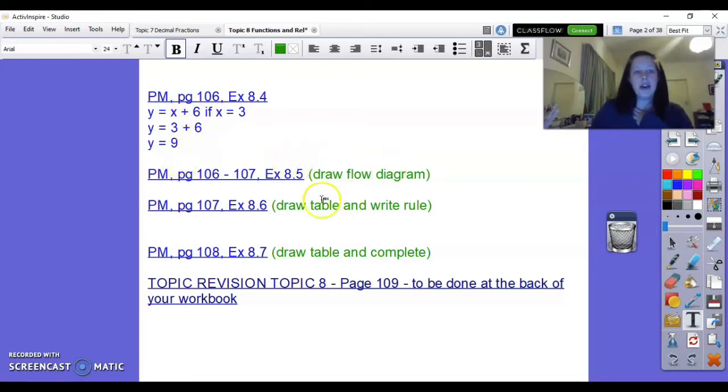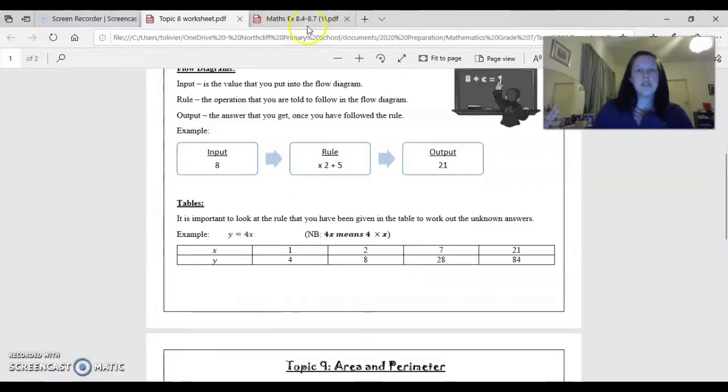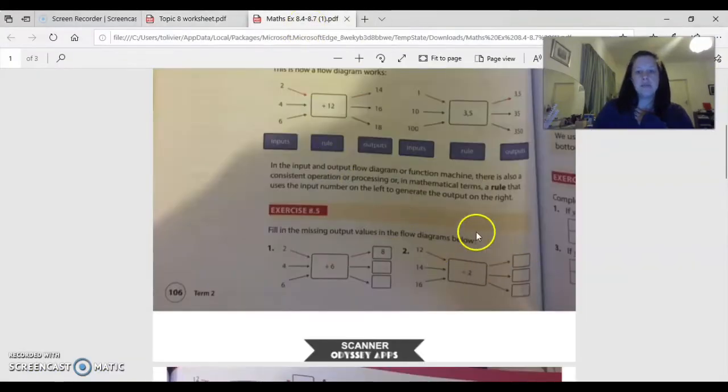Exercise 8.5, I'm going to show you on this attachment. It looks like this. You need to please draw these flow diagrams in your book, okay? All these numbers on the left-hand side are my input values. The operation inside the block is called the rule or the process. These answers on the right-hand side are called our output.